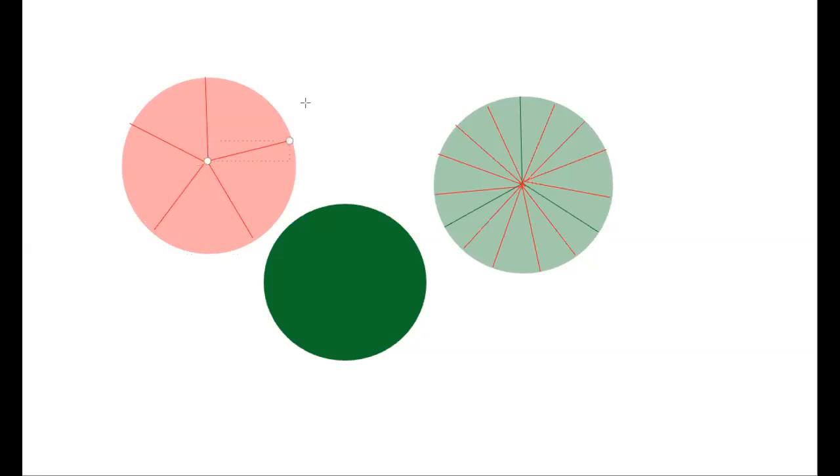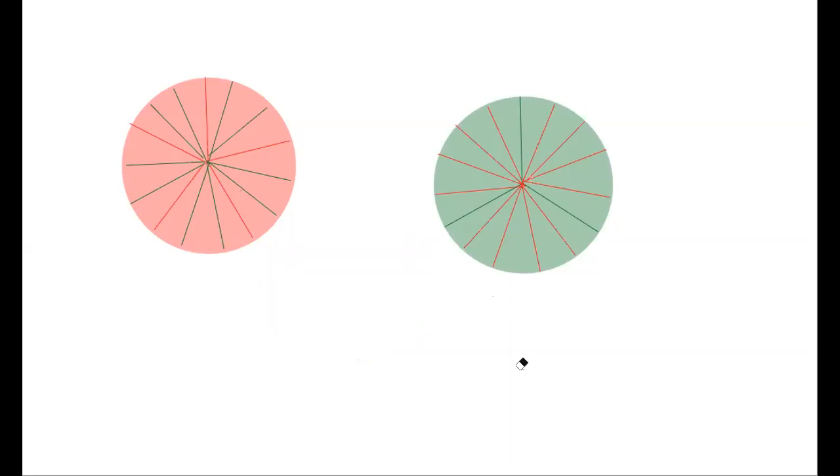And then you want to divide each of them into 1/15. So that will be like this. So then both will be split in the same way. So this is how it works for a circle.